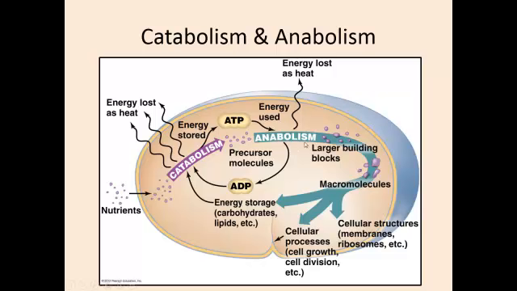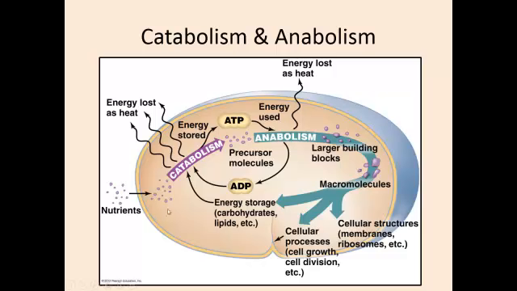Now, anabolism refers to reactions within the cell that take smaller precursor molecules and, using energy, build larger molecules. Now, this would be endergonic reactions, or reactions in which the reactants start out with less energy than the products, and energy is used in the process of the reaction. Taken together, the catabolic reactions and the anabolic reactions are the metabolism of the cell.